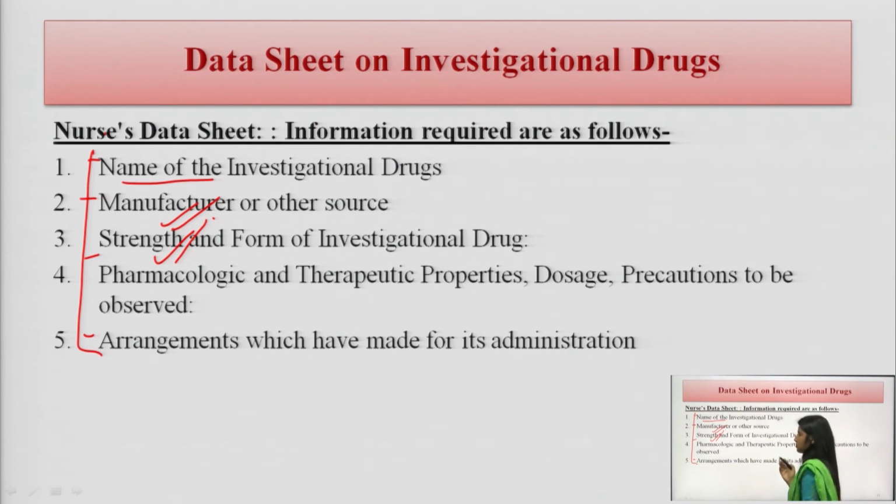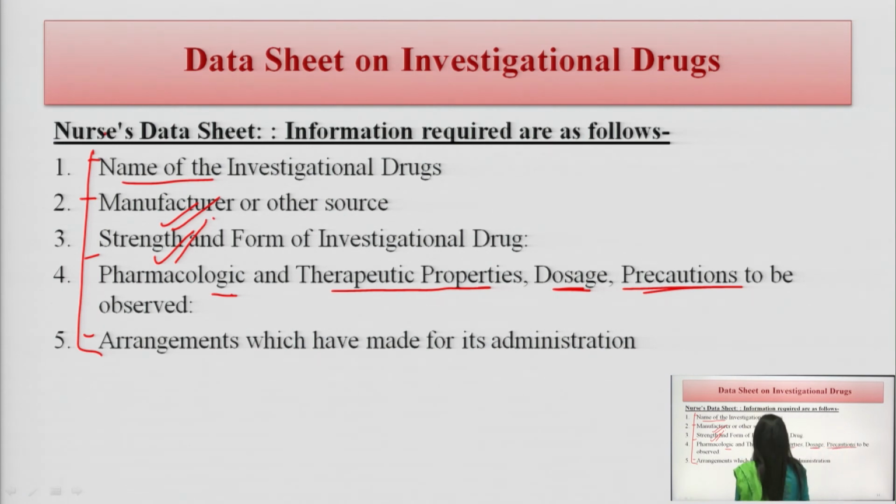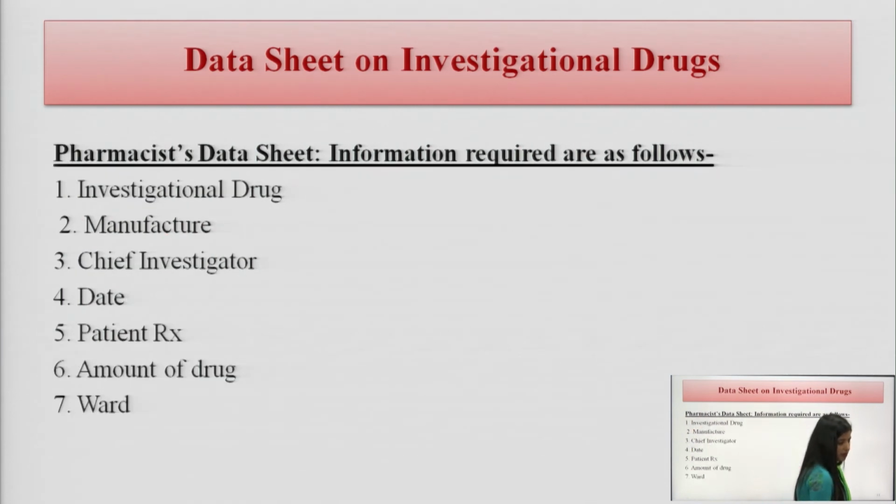As the nurses are administering the drug, of course they have the information about it. So pharmacological and therapeutic properties of any of the formulation that they have received, what are the dosage forms they are giving to the patient, with which precautions they are giving it to the patient. Another is the arrangement. Of course, they are administering the drug, they know very well about what arrangements they have made. So they will fill all this information and submit it. This is called a nurse data sheet, the information recorded by the nurses.